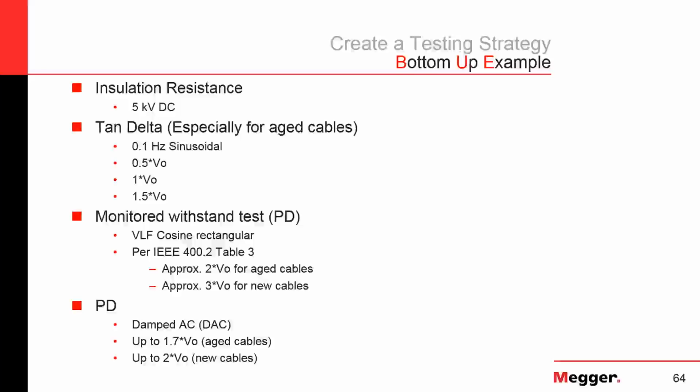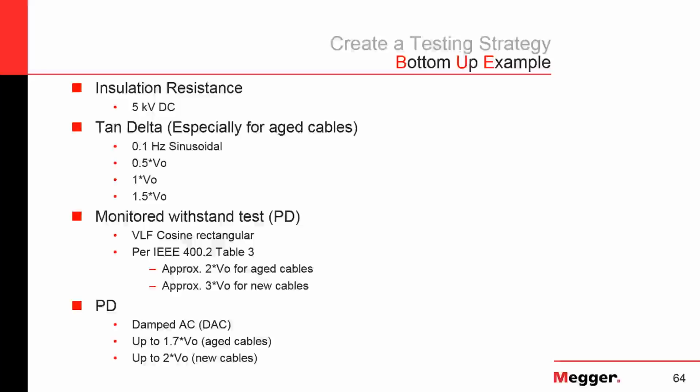So my example for a bottom-up approach here, I would start with an insulation resistance test, a 5 kV or 10 kV IR test, just to make sure that that cable's in reasonable shape to start with. The next step up here would be a 0.1 hertz tan delta test. And I like this because it works its way up in voltage. Half rated, rated, 1.5. We're increasing the voltage with each step.